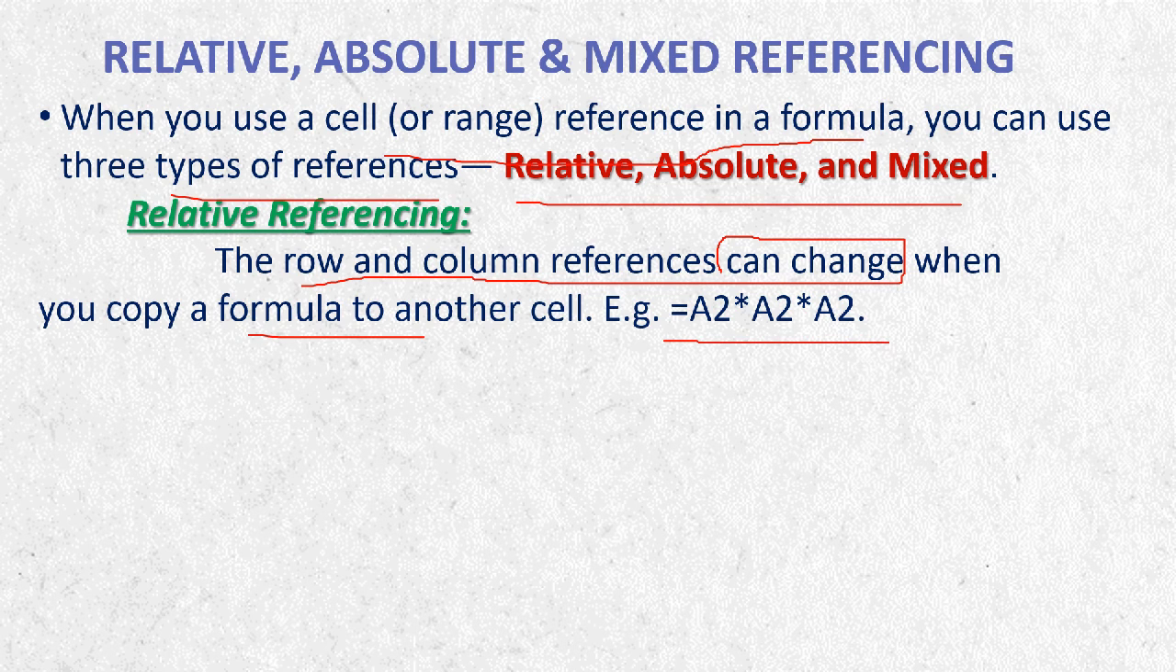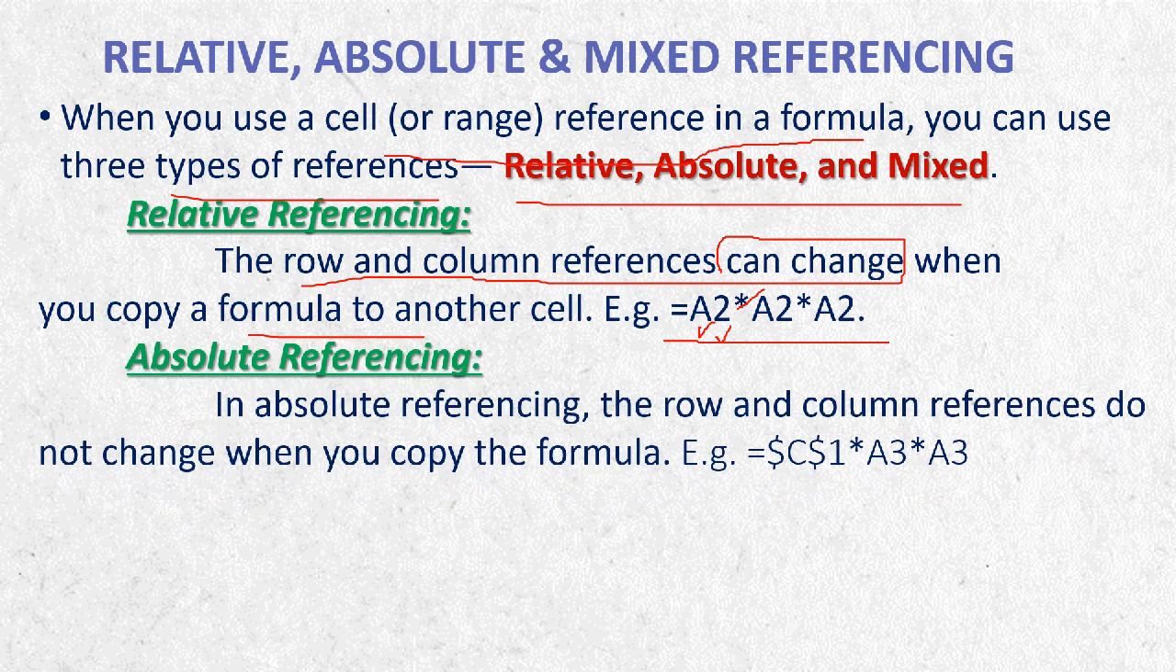A2 star A2 star A2. There are no special symbols used. Equal to should be used for all Excel formulas, right? The star denotes multiplication. So A2, A2, A2 is A2 cubed. In this cell value, see A2: before the column A and before the row 2, is there any special symbol used? No. Simply it's represented.